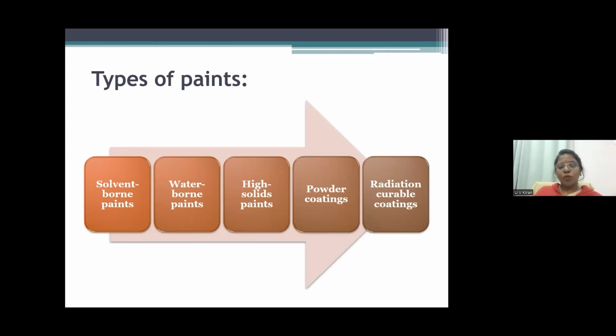One is solvent-borne paints, water-borne paints, high solid paints, powder coatings, and radiation curable coatings. And if we speak about the Indian circumstances, majorly solvent-borne paints and water-borne paints are used at a maximum count, followed by high solid paints and powder coatings. Since radiation curable coatings are very costly, they are very less used.